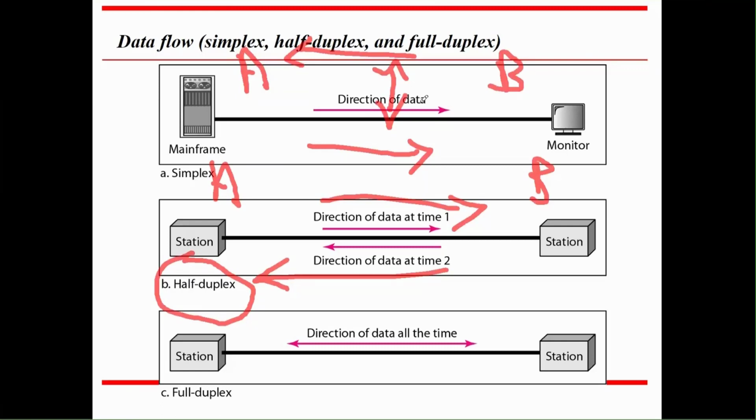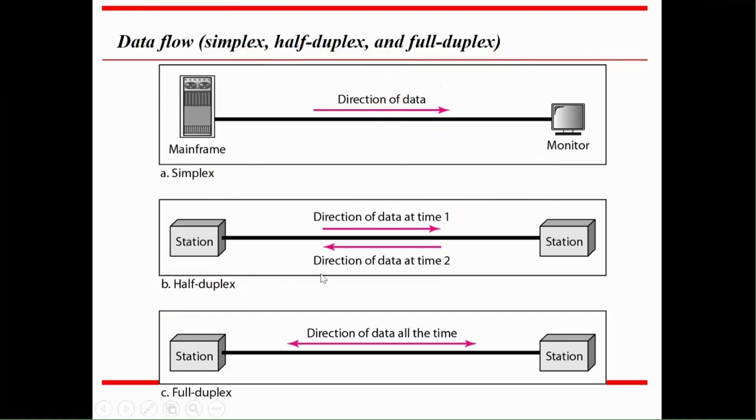Finally, full duplex is the most common, where A could send to B and B could send to A using the same medium in both directions. And we will be seeing many of these examples as we go on.